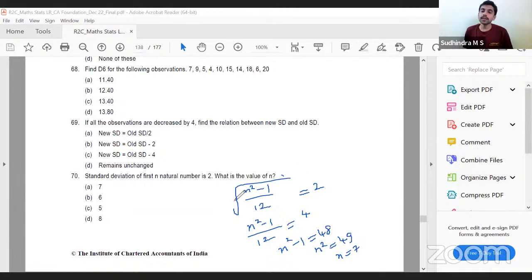What is root of n square minus 1 by 12? This is the standard deviation of first n natural numbers. So if standard deviation of first n natural numbers is 2, you just simplify this, you get 7. Alternatively, if you don't remember this formula, you can go with the trial and error method also. You have the options, right? 7, 1, 2, 3, 4, 5, 6, 7. Calculate standard deviation. If you get 2, that is the answer. If you don't get, go to the next option. That can also be done. Root of n square minus 1 by 12 is the standard deviation of first n natural numbers.